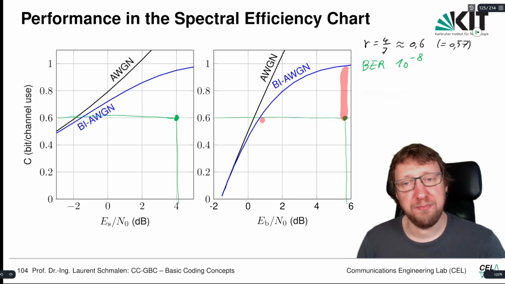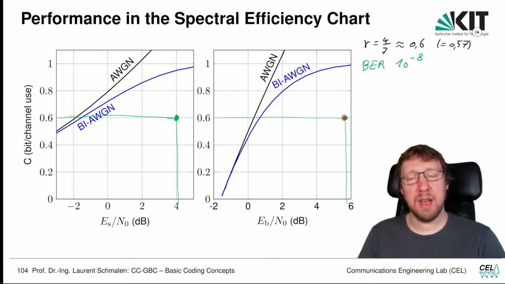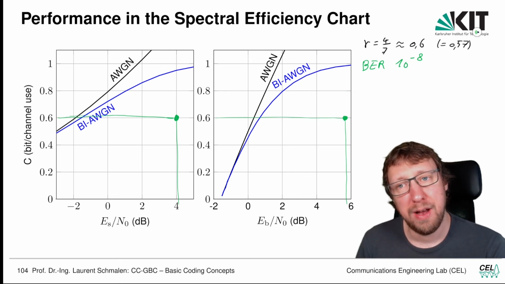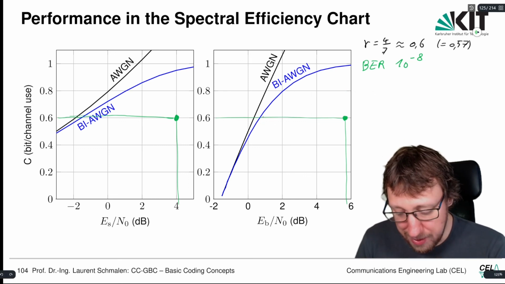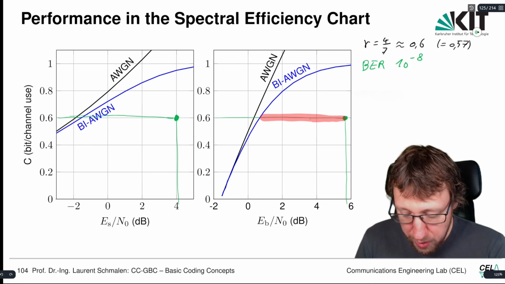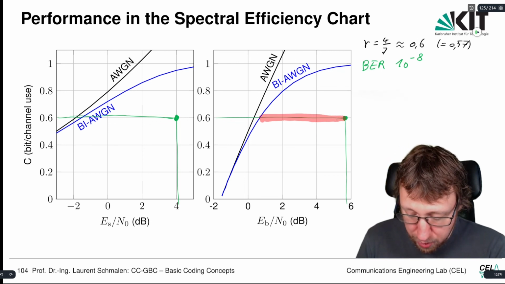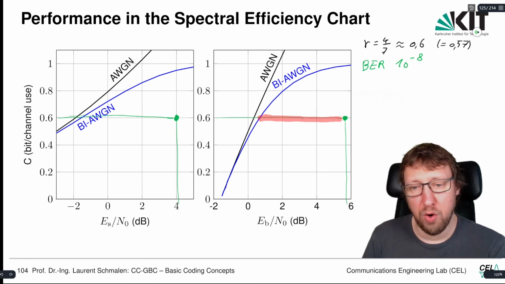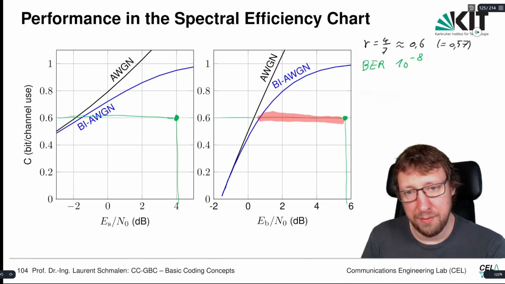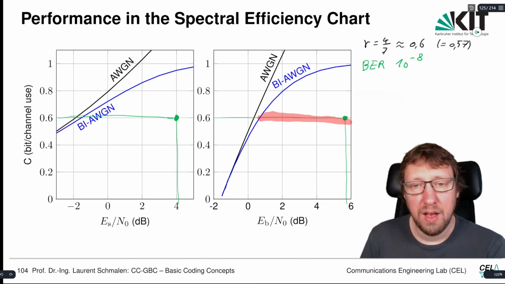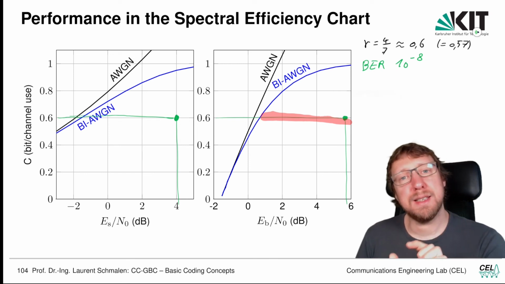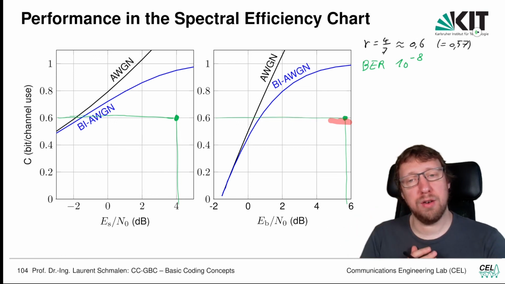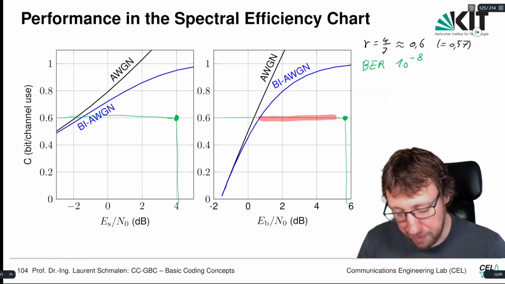So what does this mean? It means that if we fix the rate of the code, we fix R equals 4/7, it means that with a better code, we could operate at a signal to noise ratio that is 5 dB lower, more than 5 dB. This is a 5 dB gap. That's what it means. So if we fix this rate with a better code, we can operate at a lower signal to noise ratio. That's the horizontal gap.